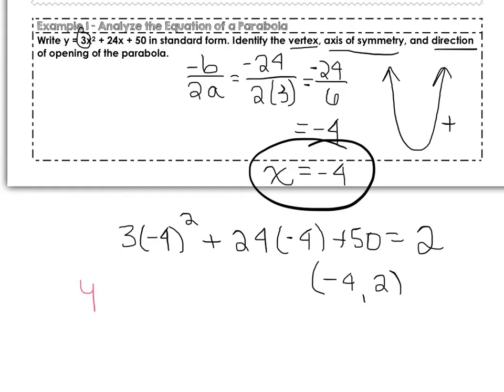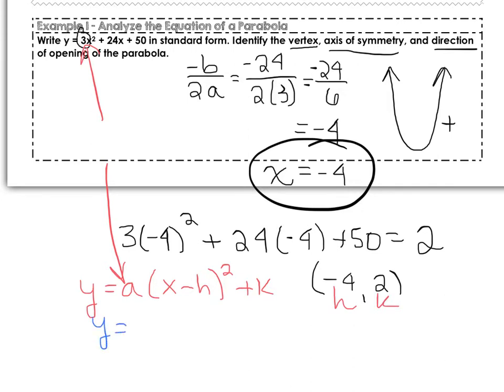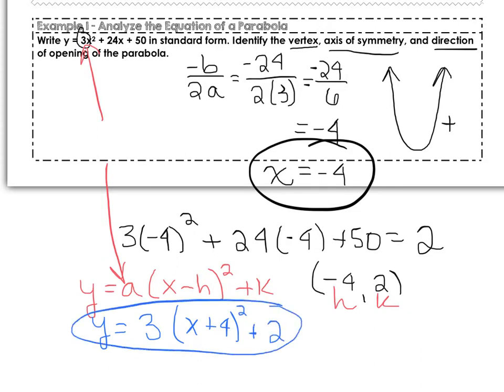Notice that to write something in vertex form, all I need is my value for A, my value for H, and my value for K. A is going to be the same in standard form as it is in vertex form. And here is my H and my K, so I can actually also rewrite this now, where I have x and a negative 4 becoming a positive 4, and a plus 2. So voila, it is now in vertex form. Again, this was using a different approach than that of your textbook.